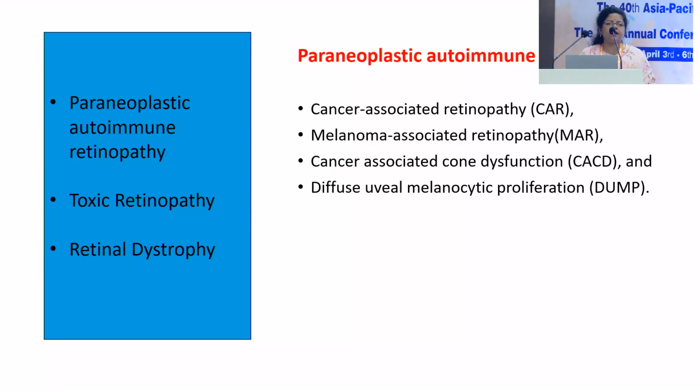So in any elderly patient with no history, you may not get a malignancy history, but an elderly patient with acquired nyctalopia and very subtle fundus findings, in the early stage the fundus may be absolutely normal. So think of some underlying malignancy and do workup accordingly to find that malignancy. So this is paraneoplastic autoimmune retinopathy.